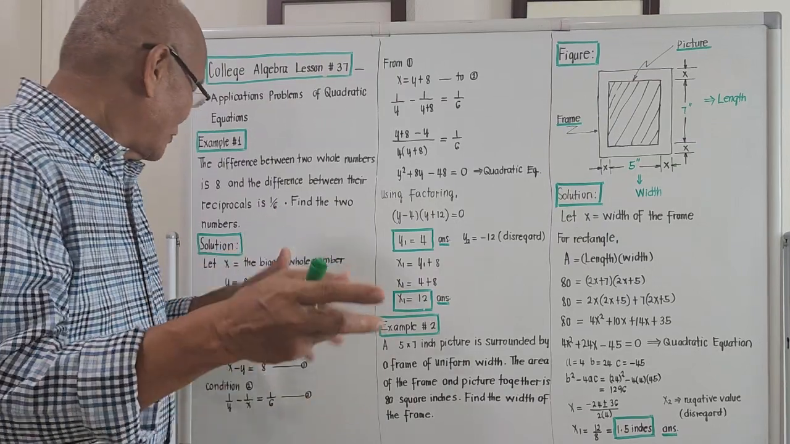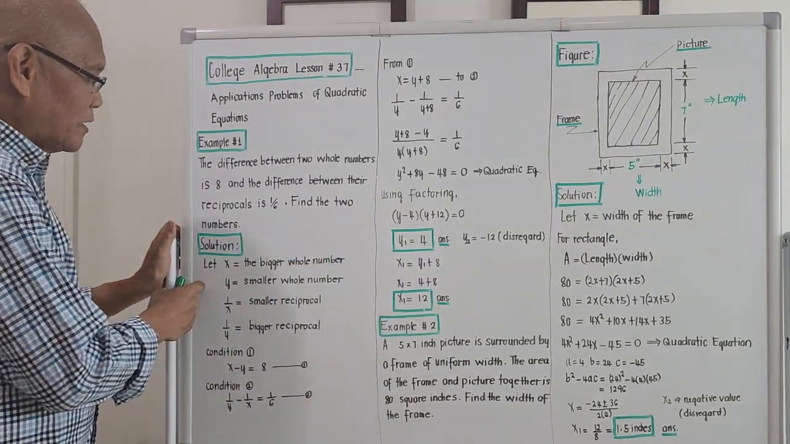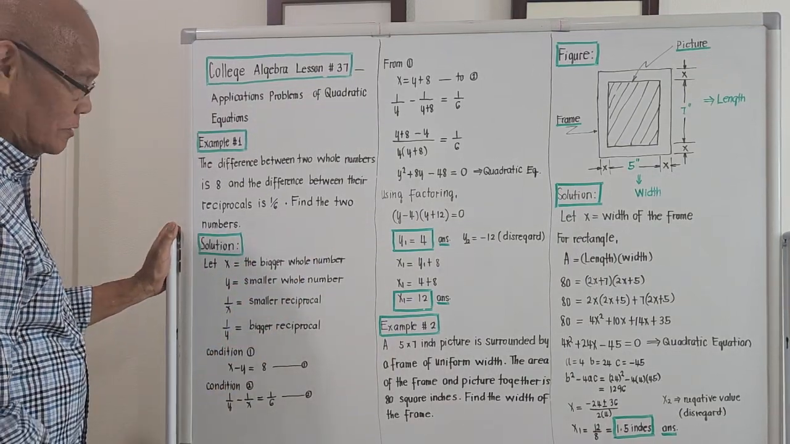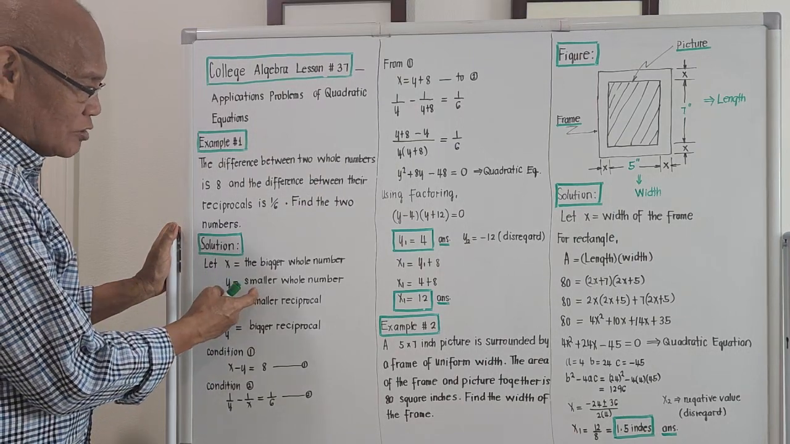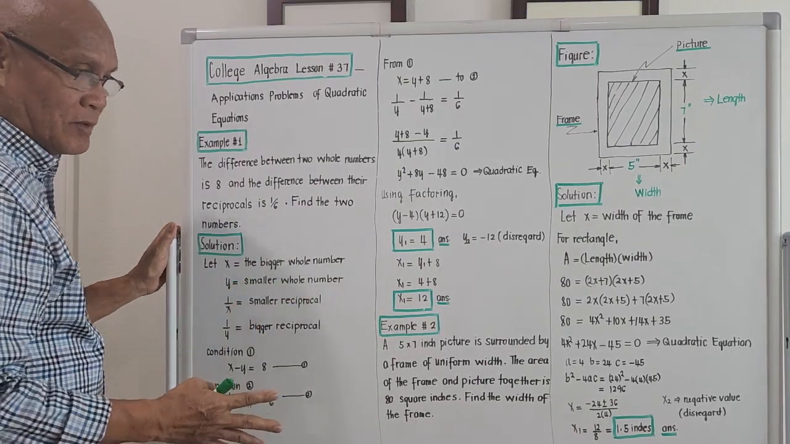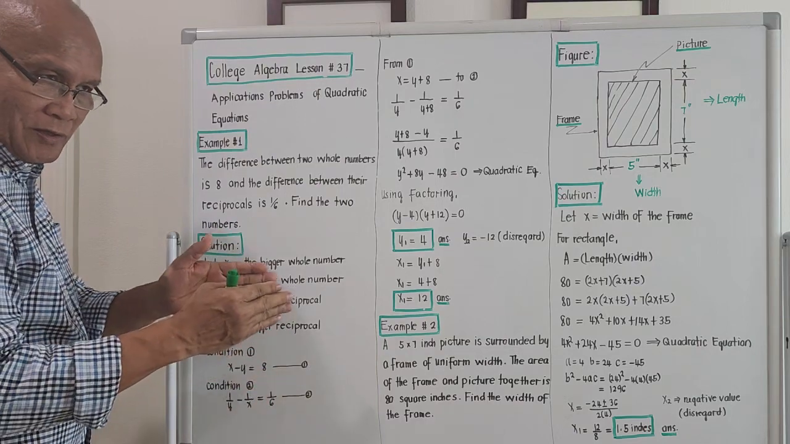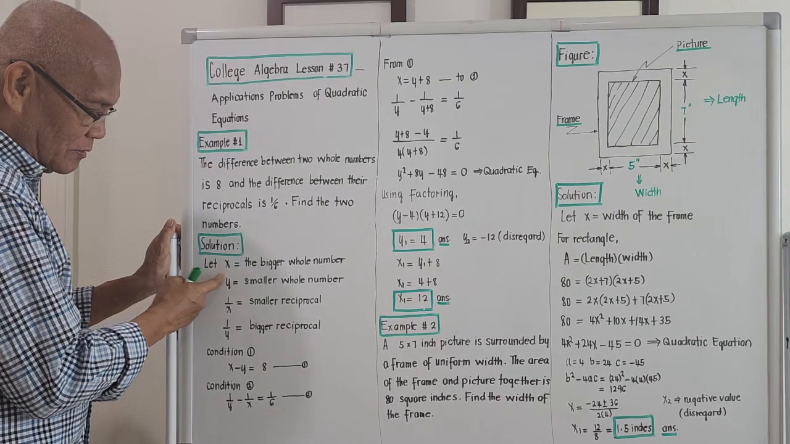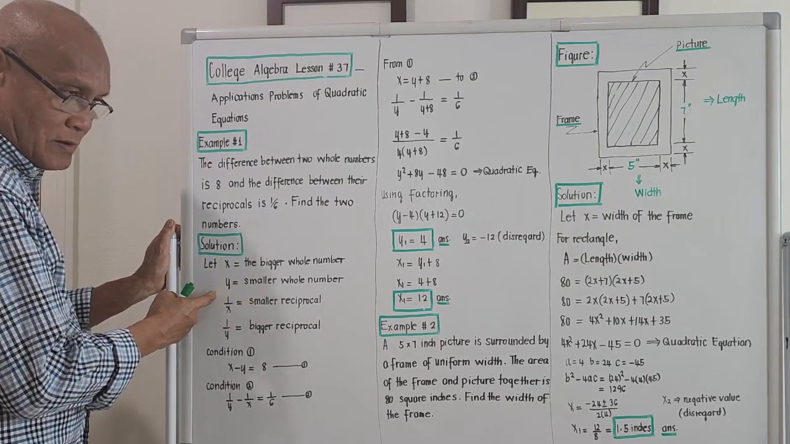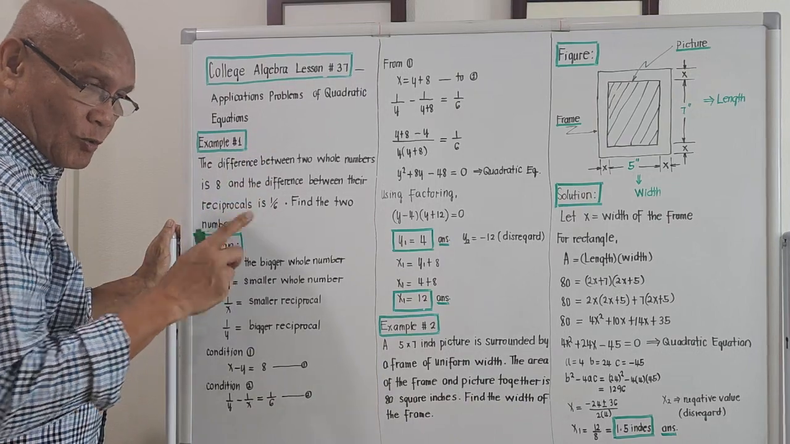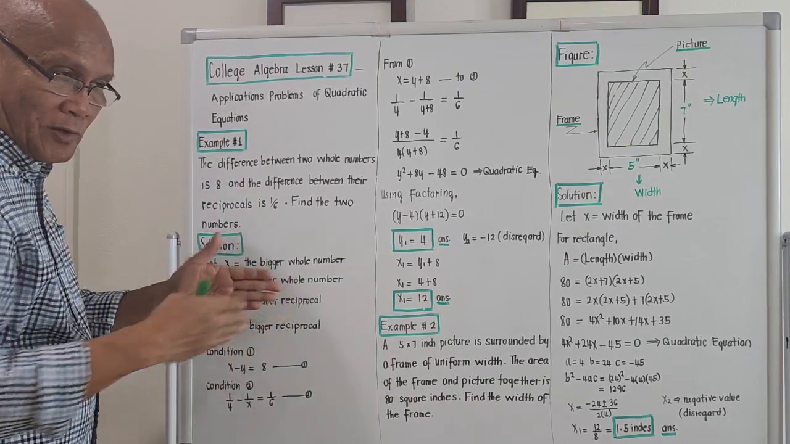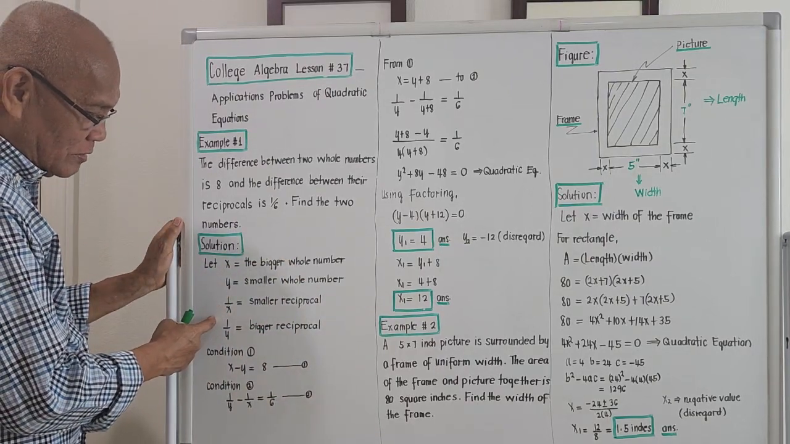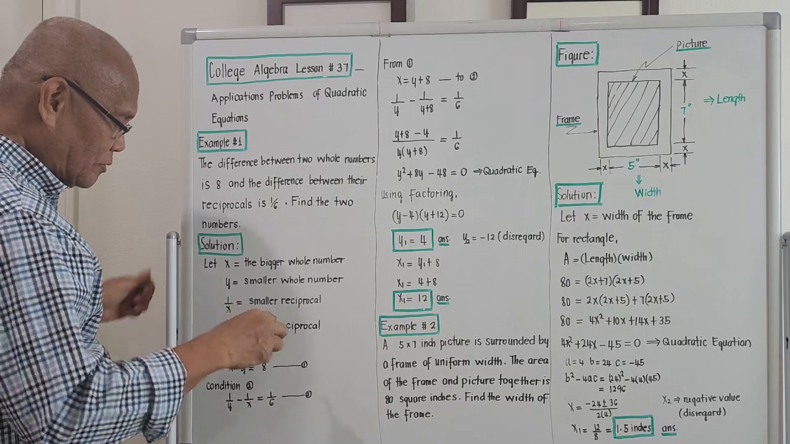Okay, let's try to bring out the solution. We let x be the bigger whole number. That's my representation of the unknown. And y the smaller whole number, because there are two unknowns in the given verbal problem. The bigger whole number is x, the smaller whole number is y. 1 over x and 1 over y are actually the reciprocals. So I place it here. 1 over x will be the smaller reciprocal.